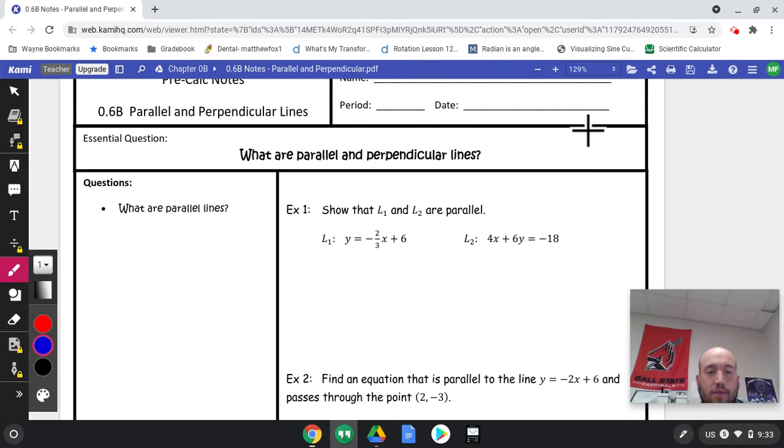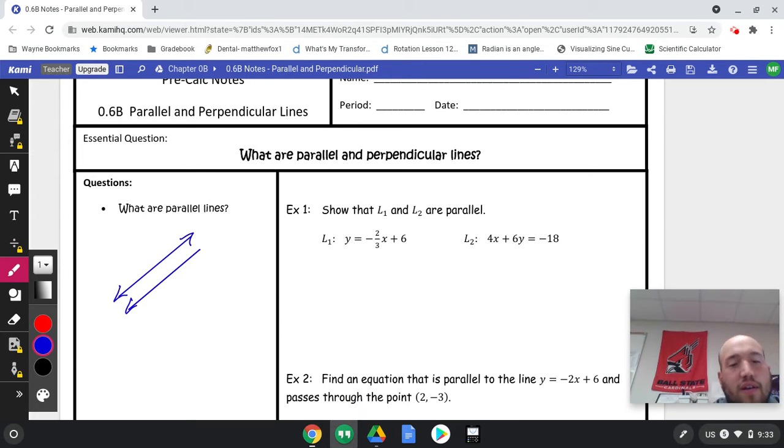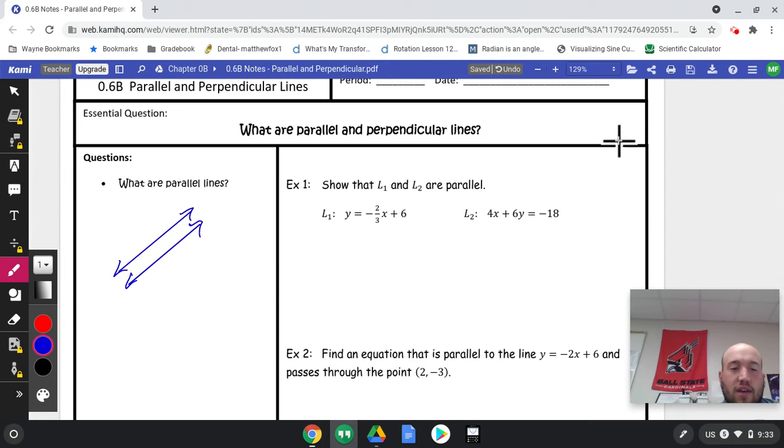So parallel lines, I'm guessing most of you know. We have a line that's parallel. They run beside each other. It could go up, down, left, right, any combination of those. And hopefully you even remember that they are going to have the same slope.